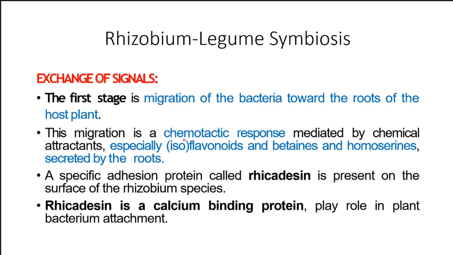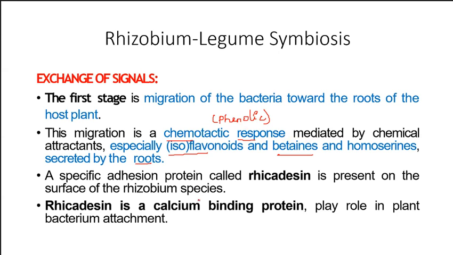This response is a chemotactic response because chemicals are released from the leguminous plant. What kind of chemicals? The chemicals are isoflavonoids and betaines. Some phenolic signals are released from the leguminous plants which attract the rhizobium towards the roots.